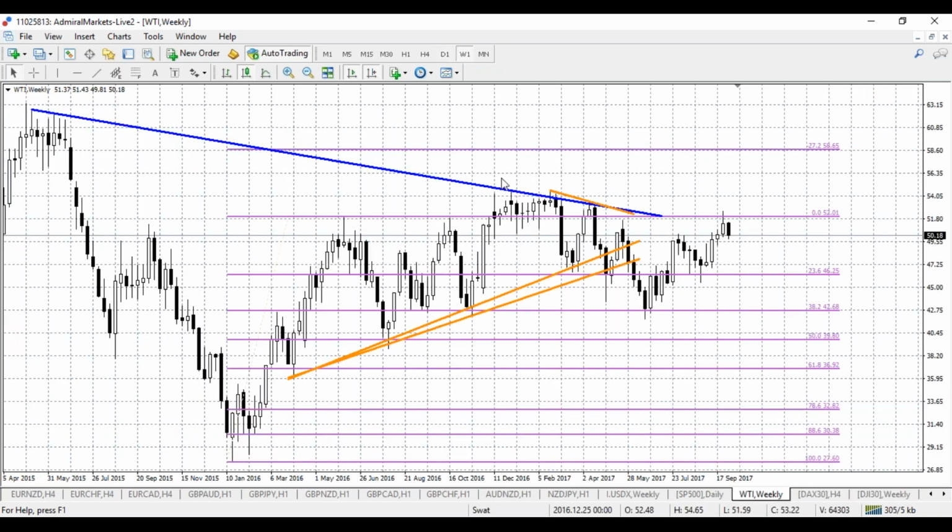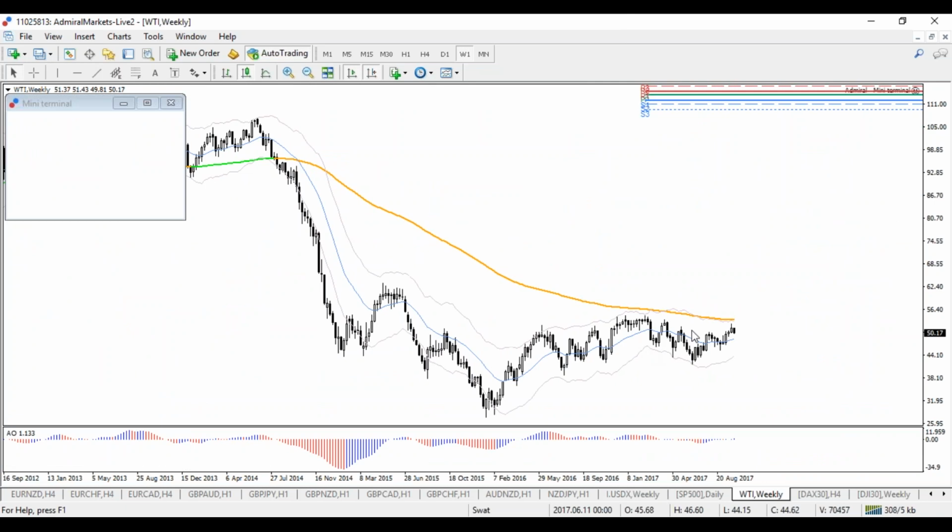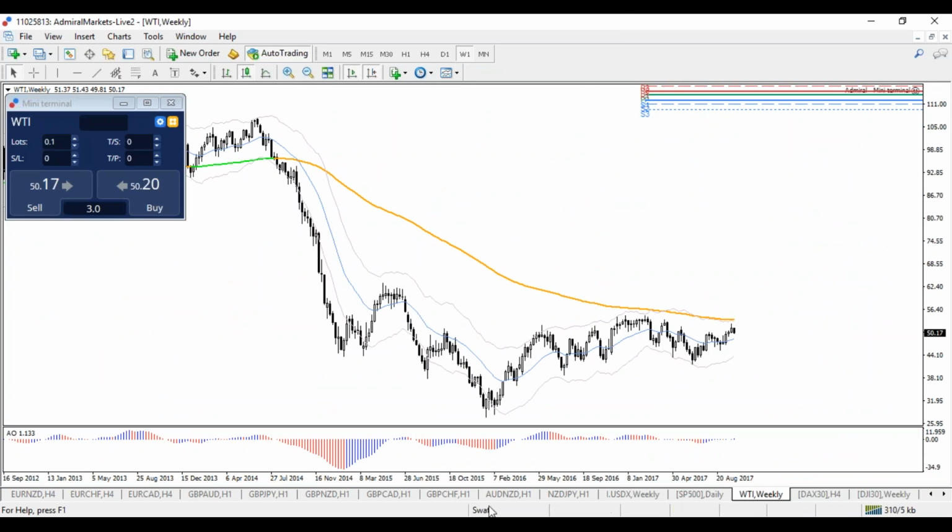there we go. Sorry, I have a different template. I'm in a different profile. That's why I have to change the template all the time.